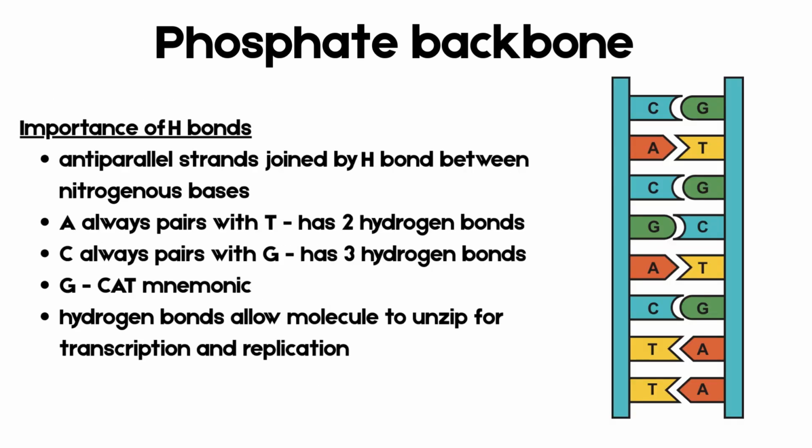The 2 strands are joined by hydrogen bonds between complementary bases. Adenine always pairs with thymine, forming 2 hydrogen bonds. Cytosine always pairs with guanine, forming 3 hydrogen bonds. Mnemonic: G, cat. These hydrogen bonds make the DNA molecule stable, but also allow it to unzip during transcription and replication.